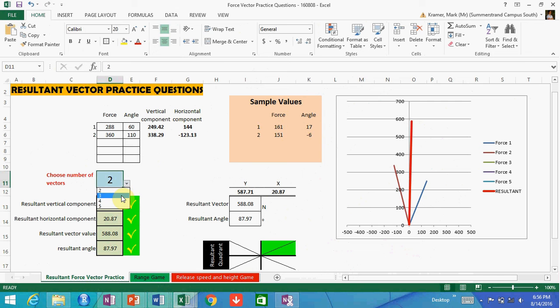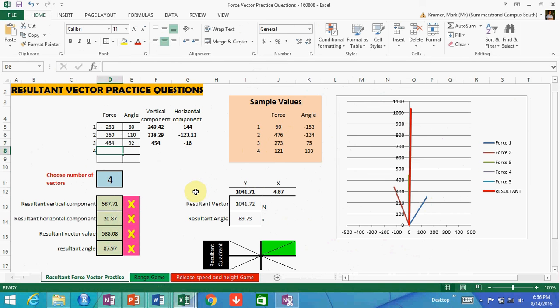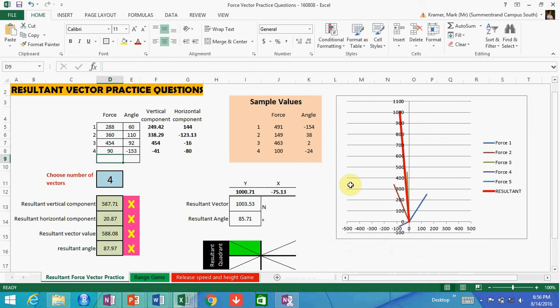So I could do the same thing, like I said, by adding 3 or 4 vectors. Now all of a sudden I get different options in terms of what I can possibly place in here. So let me just take this one over here, 454, acting at an angle of 92. And let's make some negative one. Let's say this 90 at negative 153. So you can see here at the end of the day it's going to show me where these force vectors are. It's going to already give me the answers.